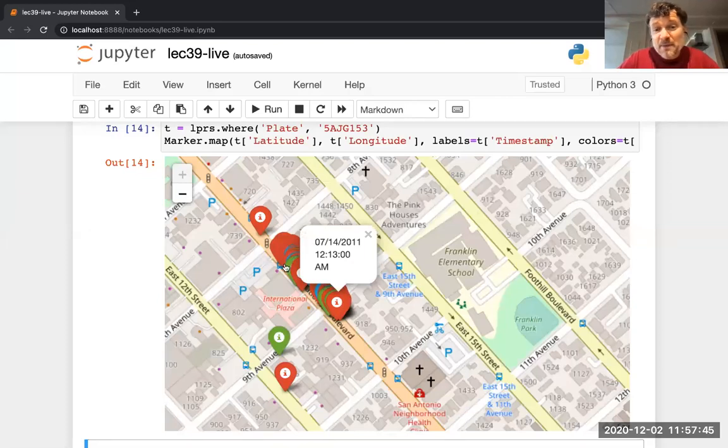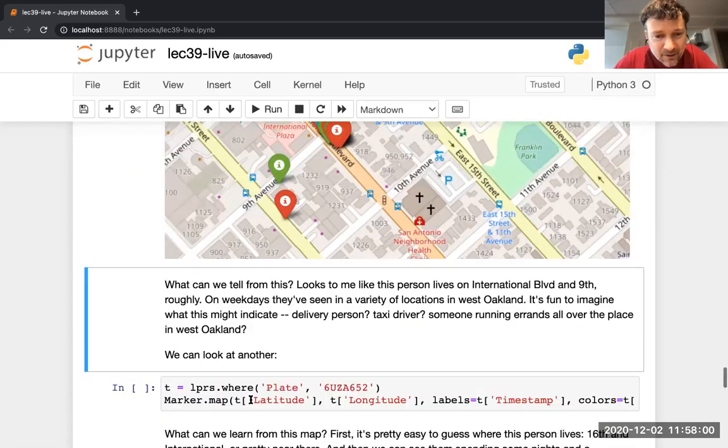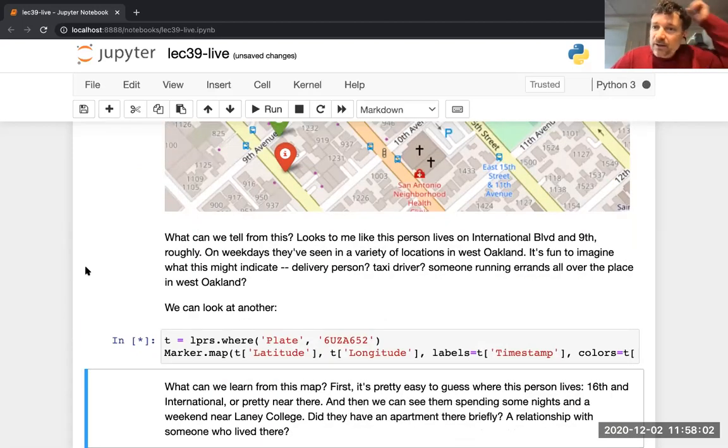I would guess this is maybe where they live, that they're parking on the street where they live. And they've been seen around midnight, and it's an awful lot. So, okay, we found out maybe something about that person. It's hard to know exactly what's going on, but that was interesting. Here's another. I'm going to do another. It's kind of interesting to look at these and see what information gets revealed about people from this data set.